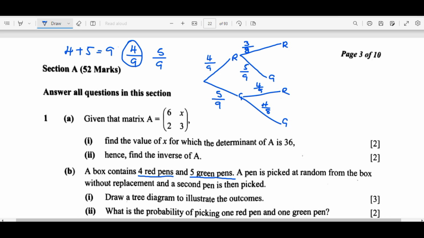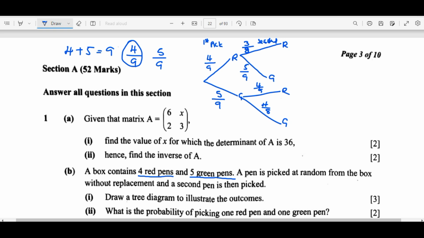So in this case, this is the outcome, or this is the tree diagram that you can draw. And then you can indicate here, this is the first pick, and this is the second pick.